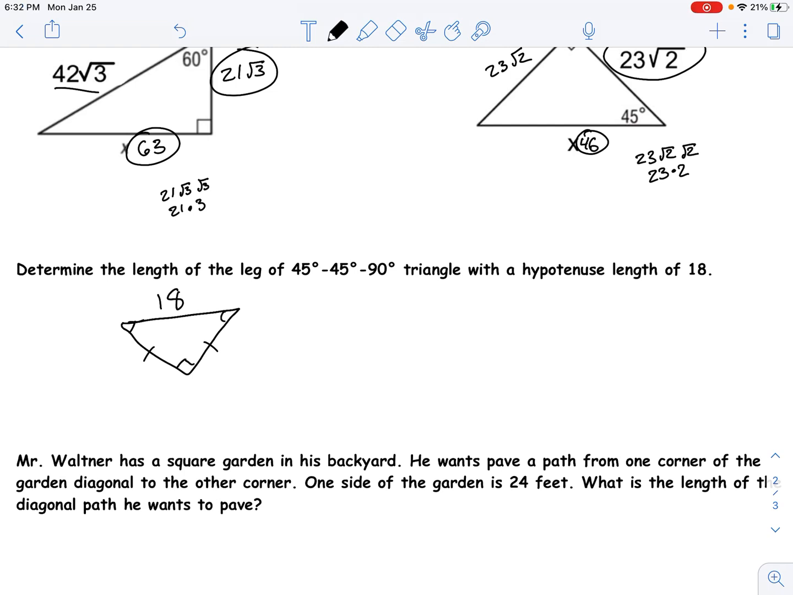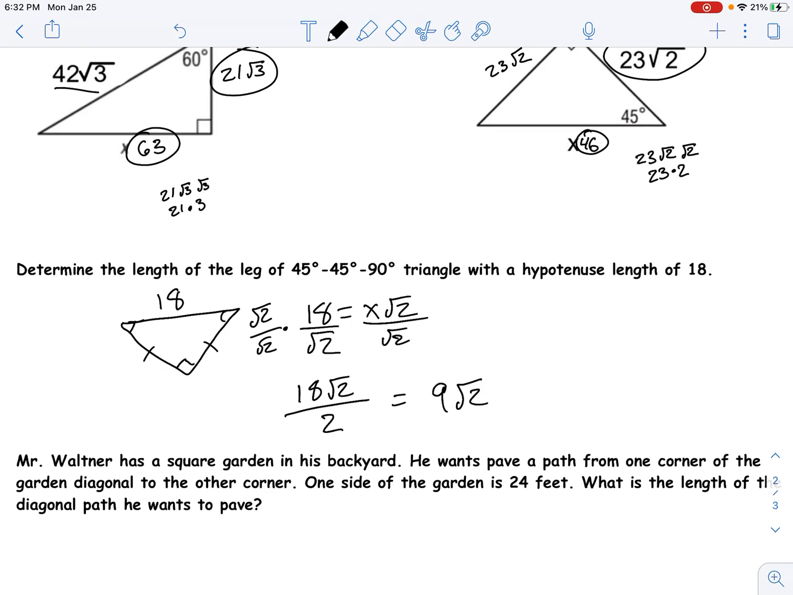That's my drawing. So if that's 18, I know the hypotenuse of a 45, 45, 90 triangle is, so 18 equals x root 2. If I divide by root 2 on both sides, I'll have to rationalize it, I guess. So I'll do root 2 over root 2. So I'll have 18 root 2 on top, and on the bottom I'll have a regular 2, which is the same thing as 9 root 2. That's my final answer.